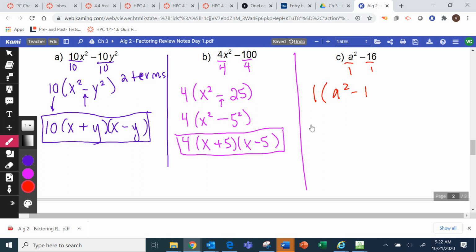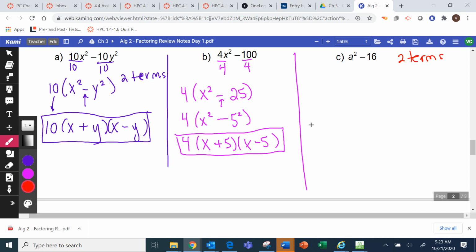Is there a different number that divides evenly into both a squared and 16? Okay, so there is not a greatest common factor. Does that mean it's prime? No. What it means is you just skip and go on to the next thing, which is that this has 2 terms.